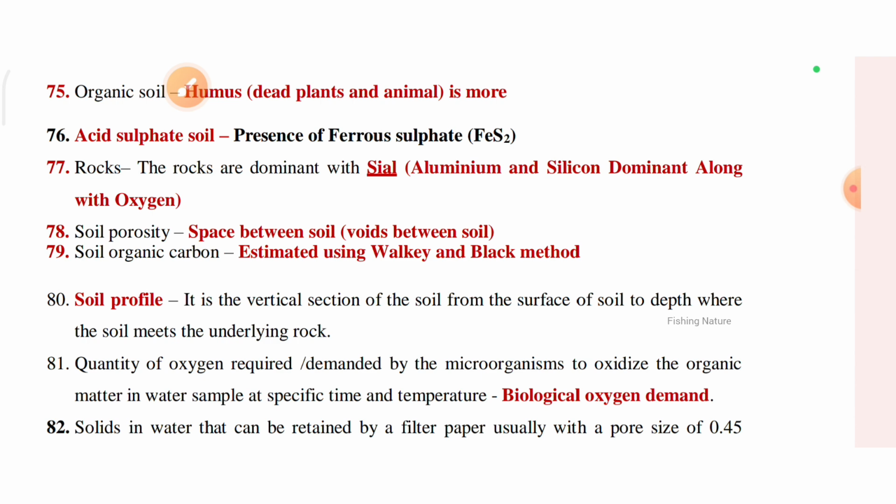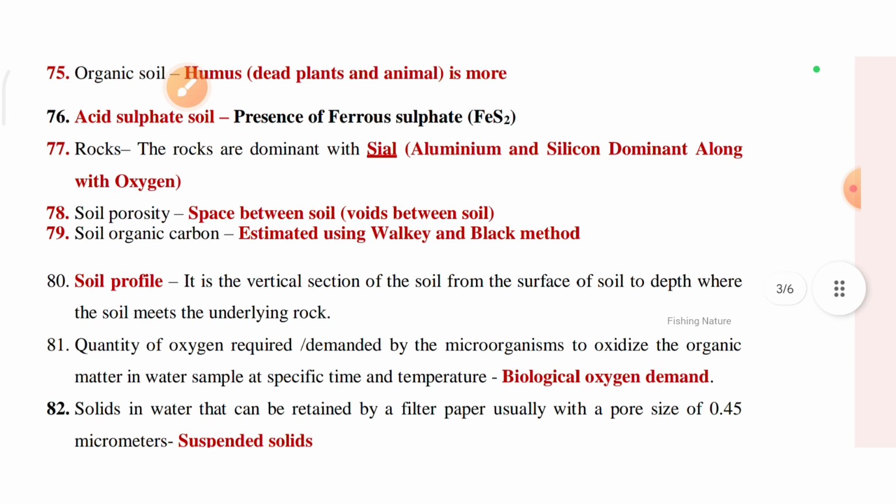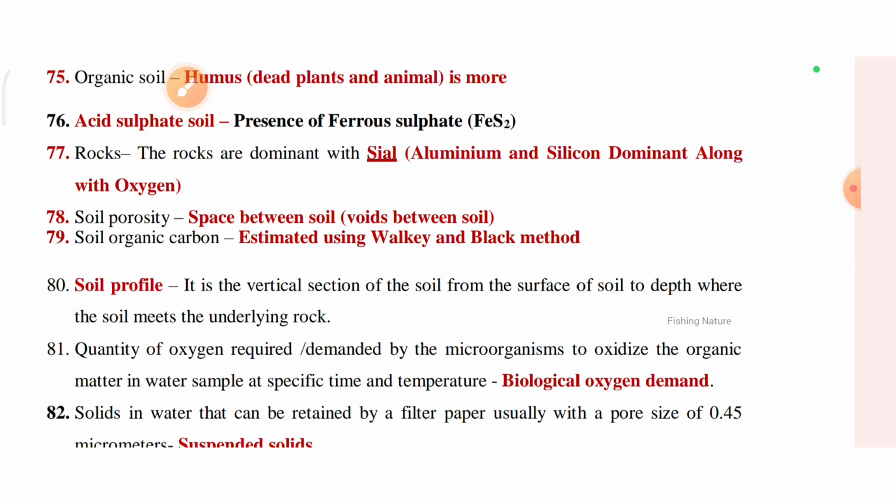Rocks: the dominant elements in soil are silicon and aluminium, which are present in more amount and are more dominant.